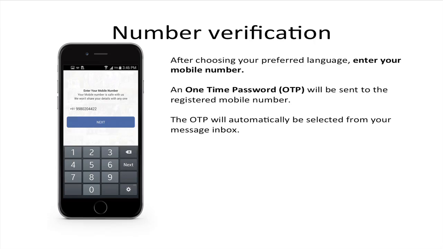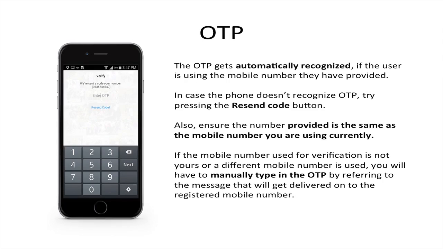Number verification. After choosing your preferred language, please enter your mobile number on the panel provided. A one-time password or OTP will be sent to the registered mobile number. The OTP is sent to verify the number you have used. The OTP will automatically be selected from your message inbox. The OTP gets automatically recognized if the user is using the number he/she has provided.